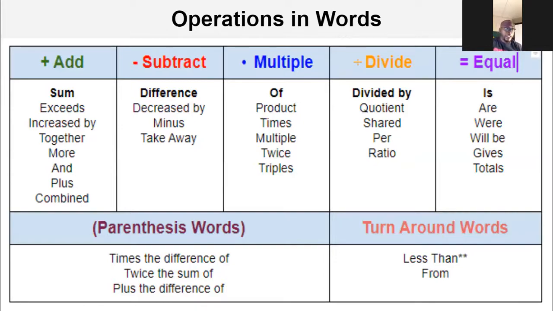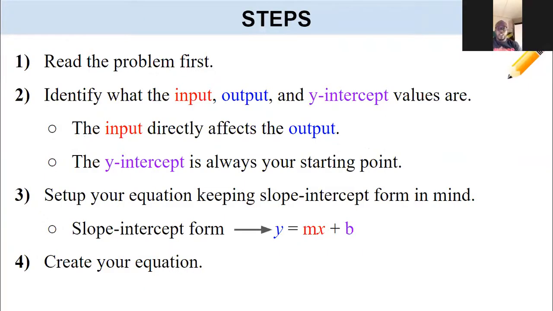In order for us to write a linear function from a word problem, there are a few steps we have to take. The first thing you're going to do is make sure that you read the problem. You have to read the problem, you can't skim through it. The next thing, you have to identify the input, the output, and the y-intercept values, because these are what is going to help us write the equation.